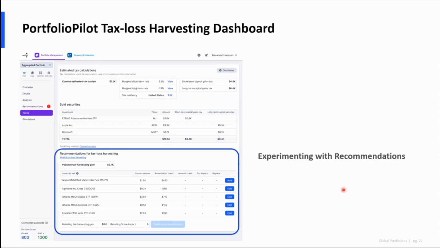Okay. And then this next section, I think, is one of the things that is really helpful because not all of us have someone like Reed to call all the time. This is an area with recommendations for tax loss harvesting. So these are suggestions or opportunities that we think will help, related to your sold securities. As you can see on the right side, there is a place where you can add or edit any of these if you already own it.